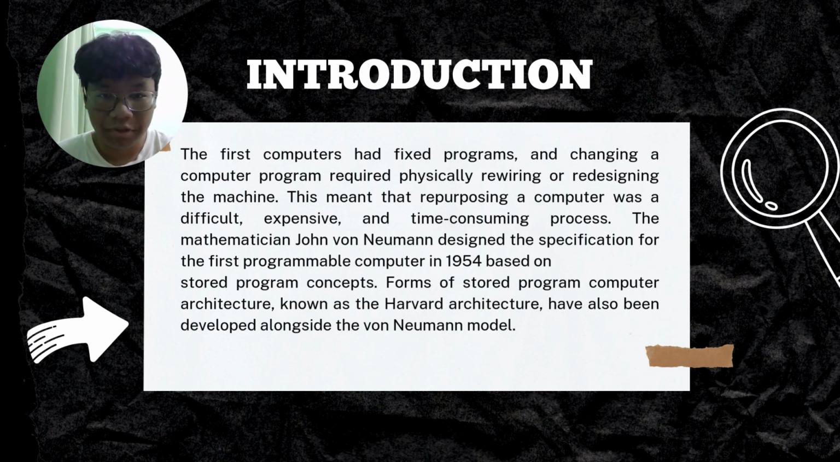The first computers had fixed programs, and changing a computer program required physically rewiring or redesigning the machine. This meant that repurposing a computer was a difficult, expensive, and time-consuming process. The mathematician John von Neumann designed the specification for the first programmable computer in 1954 based on stored program concepts. Another form of stored program computer architecture, known as the Harvard architecture, was also developed alongside the von Neumann model. That's all from me. Let's continue with the other discussion.